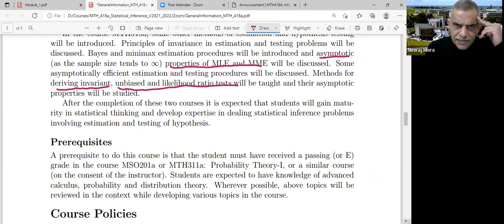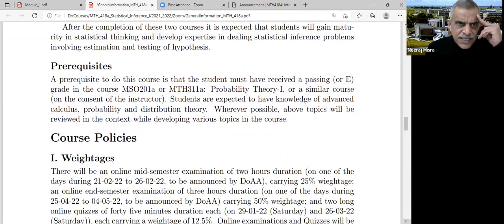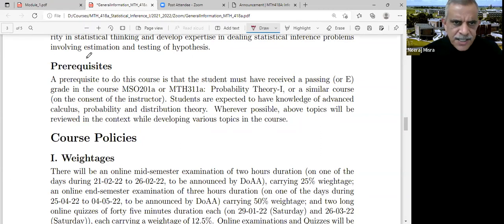So let me explain what is the prerequisite for this course. A prerequisite to do this course is that the student must have received a passing grade in MSO 201A or a similar course. You already do a course in distribution theory in your second semester. So some basic course on probability and distribution theory you must have done.